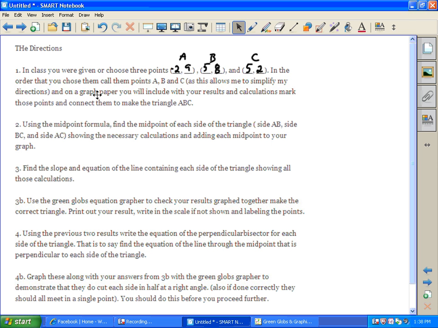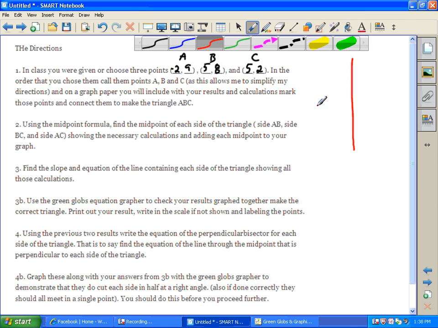On graph paper, you will include with your results and calculations, mark those points and connect them to make triangle ABC. So you're going to have a graph paper, and on the graph paper, you would want to graph these 3 points if this were your points. So -2, comma 9.